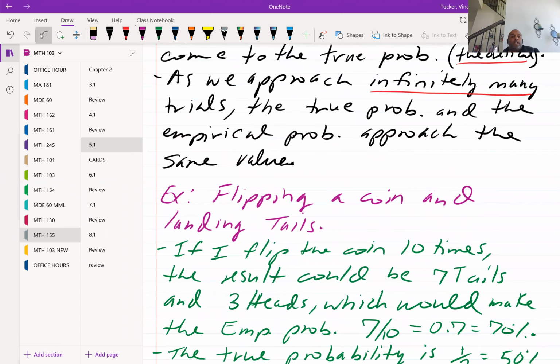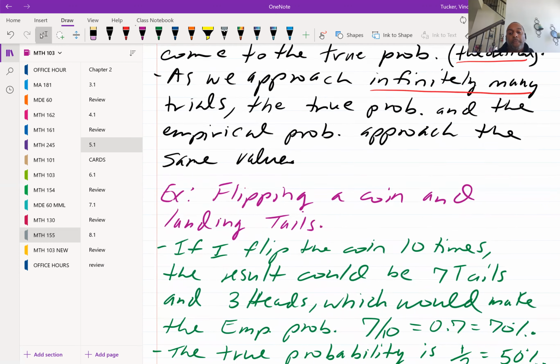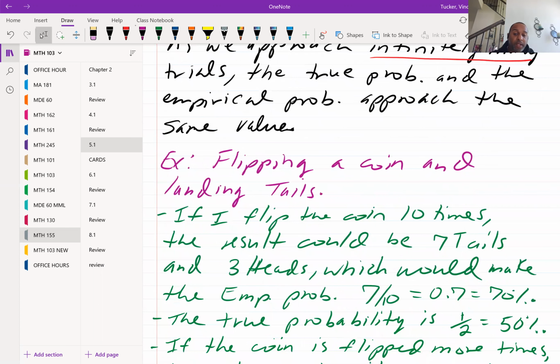An example of that is flipping a coin, landing tails. We already talked about how we would calculate that probability. But consider the difference between the empirical probability and the true, or theoretical, probability. If you were to flip a coin 10 times, and let's say the result was 7 tails and 3 heads, that would make the empirical probability 7 out of 10, which is a 70% chance of landing tails. But the true probability is 50%.